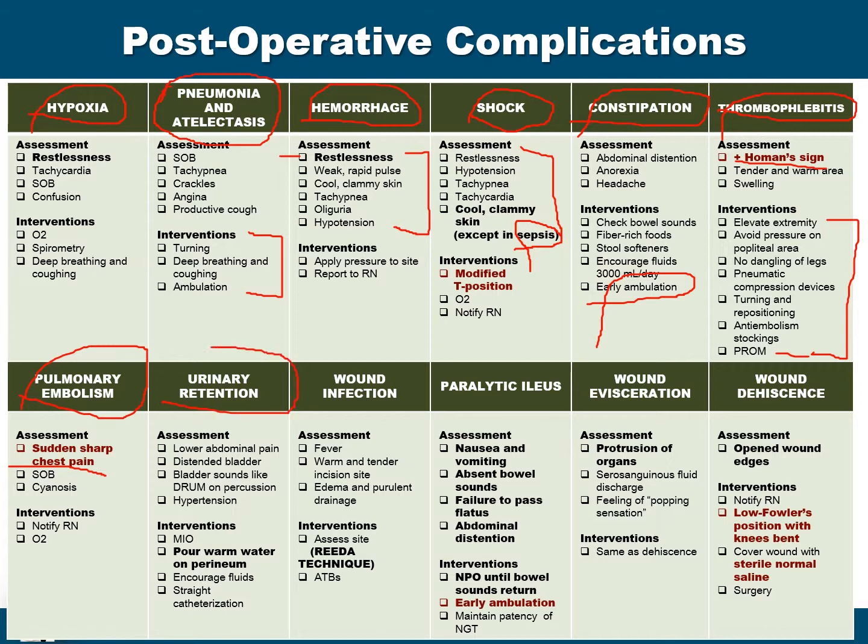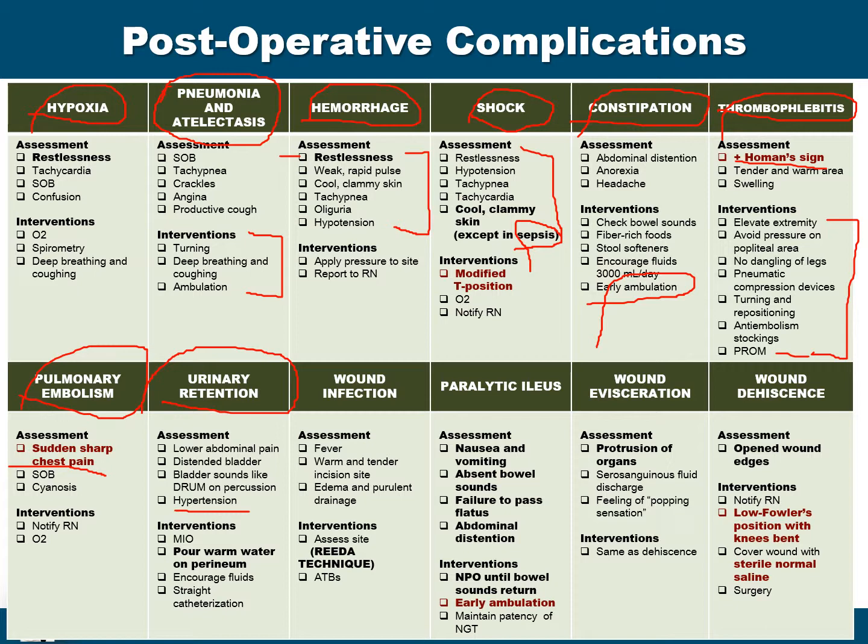Another complication of surgery is urinary retention. Our assessment findings for that will be a lower abdominal pain, distended bladder. The bladder sounds like a drum on percussion, and also hypertension. And one of the ways nowadays to assess for urinary retention and to check for the amount of urine in the bladder is the bladder scan. It is an ultrasound equipment that is able to measure the amount of urine left in the bladder, especially if we are measuring the PVR, or the post-void residual of the patient.